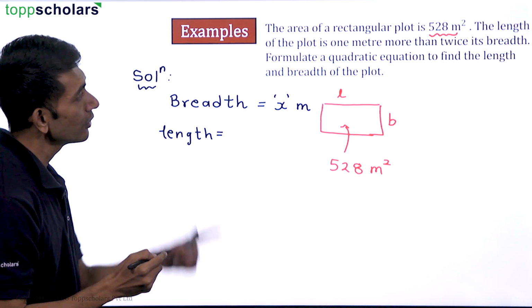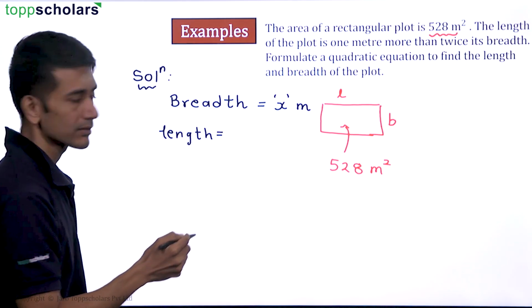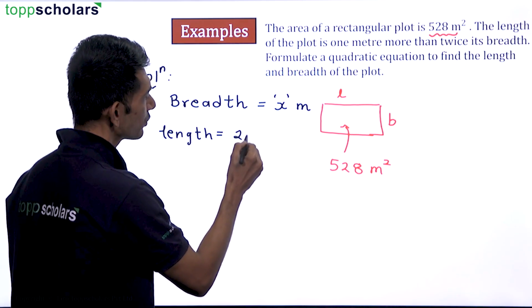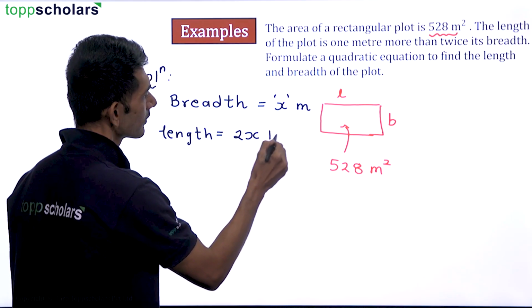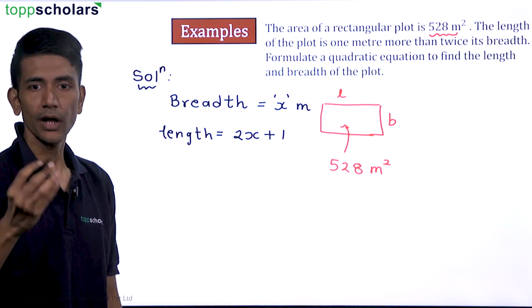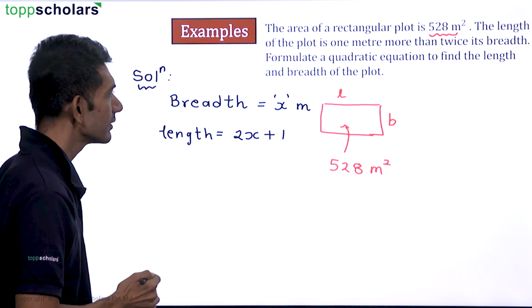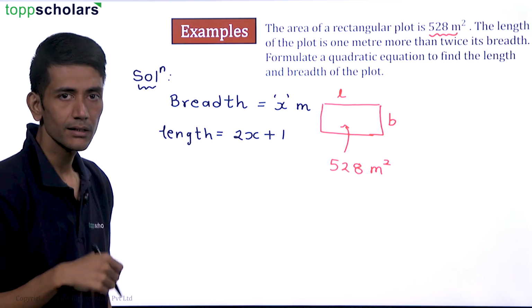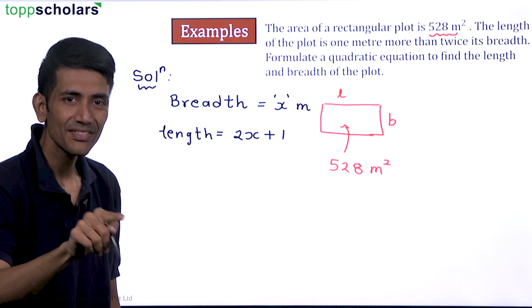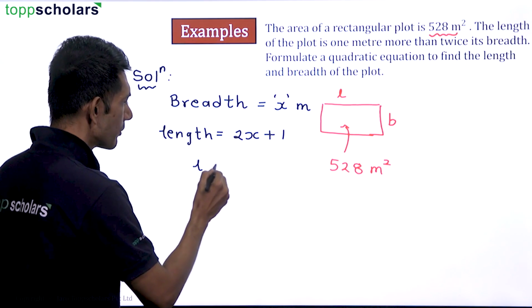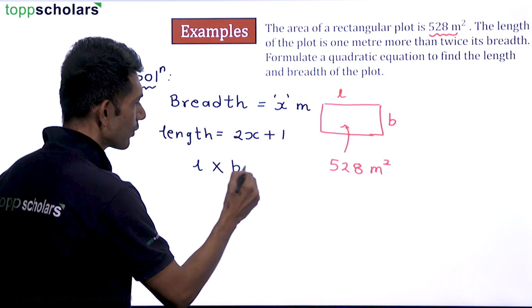The length is 1 meter more than twice its breadth. So can I say length will be 2x plus 1? Now you have the length, now you have the breadth. What is the formula to find out the area of the rectangle? We know that area of the rectangle is given by length into breadth. So can I write down length multiplied by breadth is equal to area?